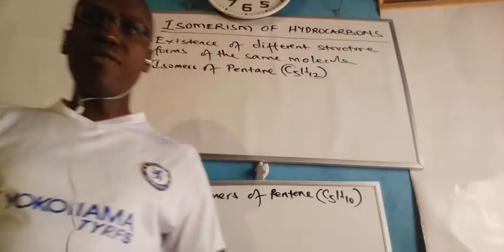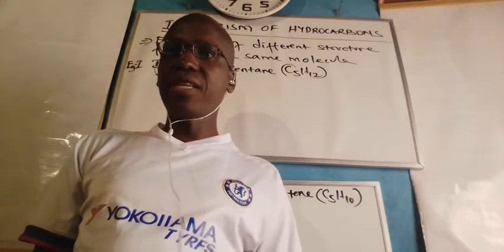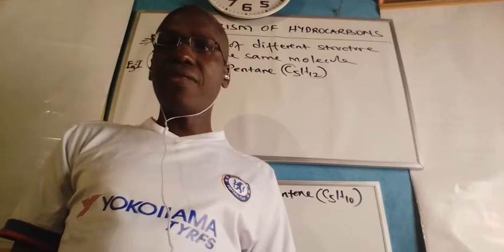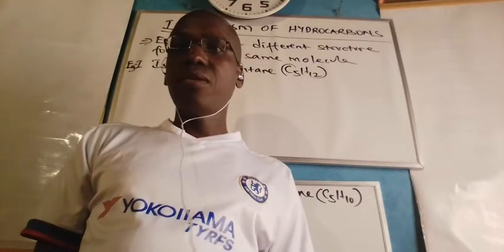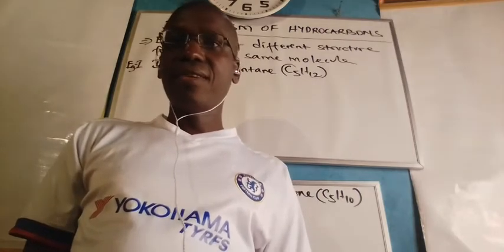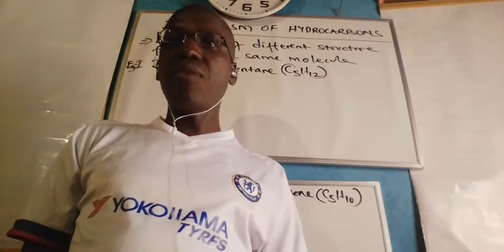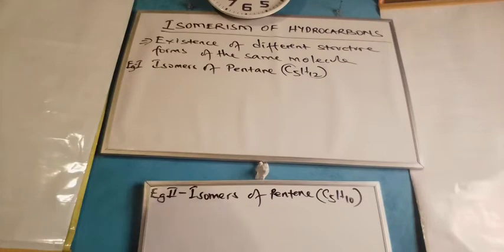Hello, in this session we evaluate isomerism. The term isomerism simply means the existence of different structures of the same molecule. An isomer, therefore, is an organic compound which has a distinct structure that differs from another structure that has the same molecular formula. Let's take an example of what we have on the board.